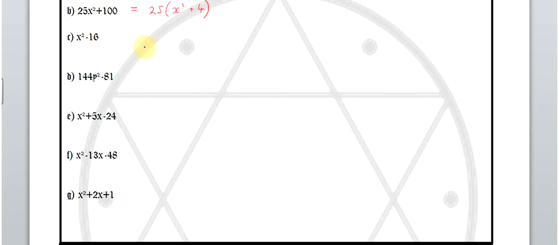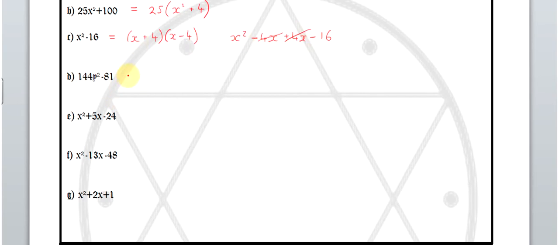x squared minus 16, now this is the real deal, this is the difference of two squares, so it's x plus 4 and x minus 4. And always worth checking, so x times x is x squared, x times minus 4 is minus 4x, 4 times x is plus 4x, and then plus 4 times minus 4 is minus 16, and you can see that those two cancel, leaving you with that.